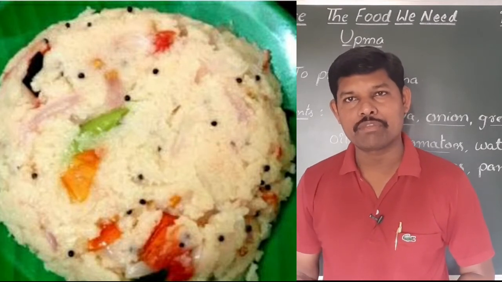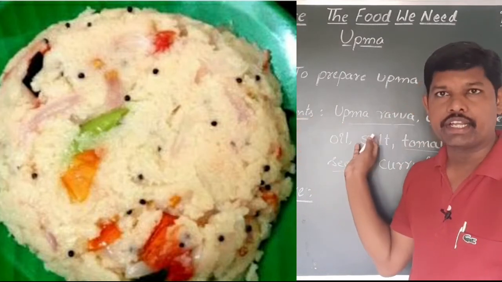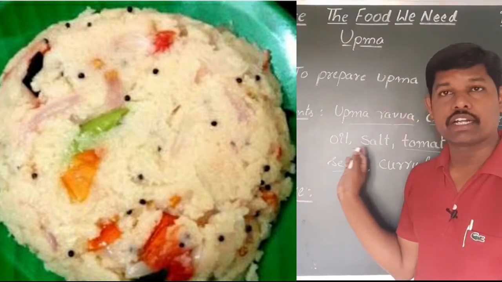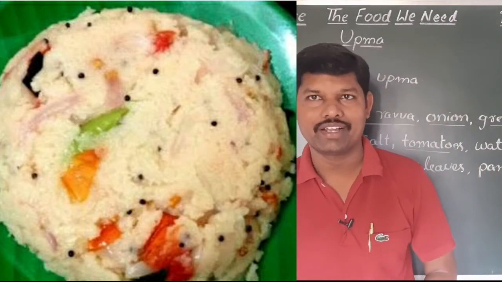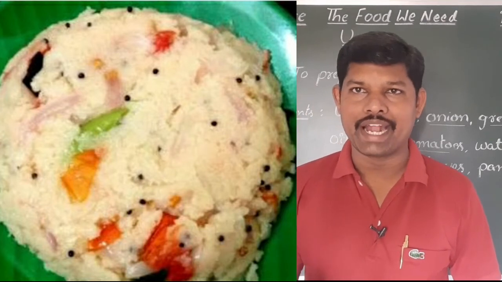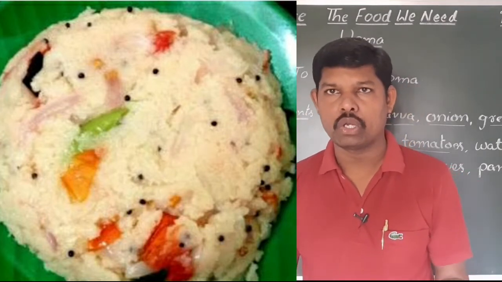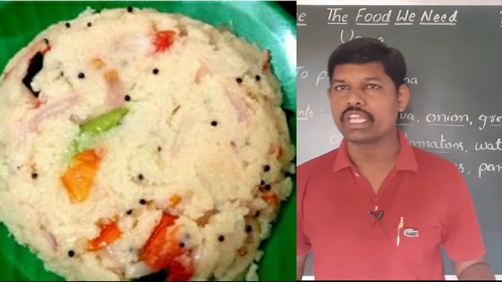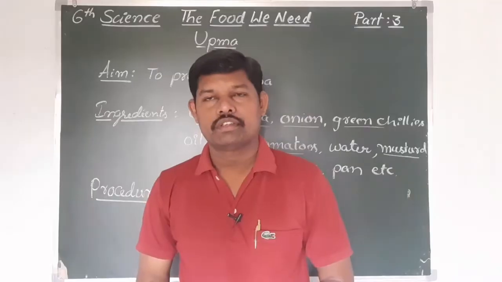So what do you learn from this? By adding different ingredients and following the method of preparation, we can make a tasty upma. Like this, for any food item, by adding sufficient, that means required, material and following the method of preparation, we can make a tasty dish, a tasty food.